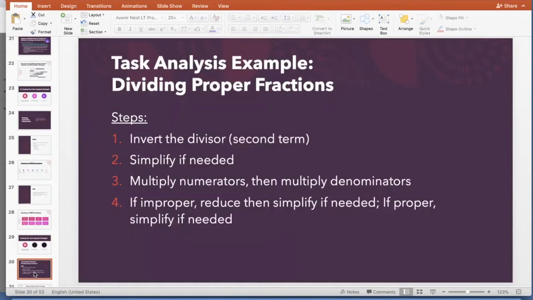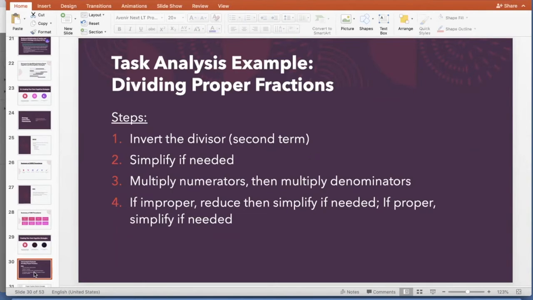The example I'm going to use is a math example. So say you've identified a student or a group of students, or you know your whole class is going to struggle with dividing proper fractions. When you do your task analysis of the skill, you basically are just identifying every step that students need to take to complete the skill.